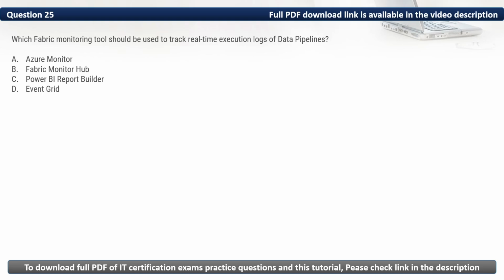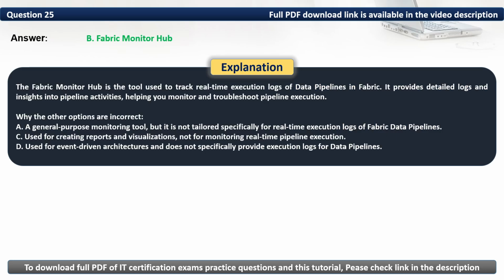As such, the Fabric monitoring tool that should be used is Fabric Monitor Hub. Thus, the correct option is B. The Fabric Monitor Hub is the tool used to track real-time execution logs of the pipelines in Fabric. It provides detailed logs and insights into pipeline activities, helping you monitor and troubleshoot pipeline execution.